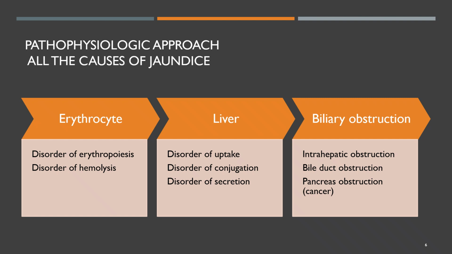Biliary obstruction. Even if the liver is functioning normally, bile flow can be blocked. Causes include intrahepatic obstruction, bile duct obstruction, or pancreatic cancer compressing the bile duct. The power of this approach is that it keeps diagnostic reasoning organized and comprehensive. Instead of thinking about jaundice as one disease, clinicians consider it as a process that can break down at multiple points.